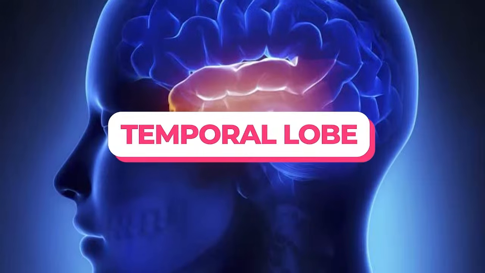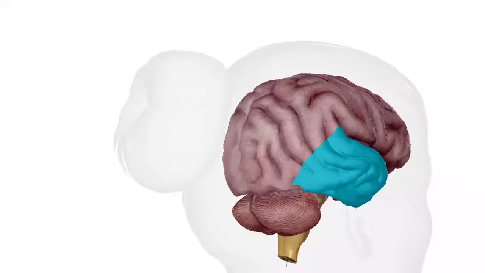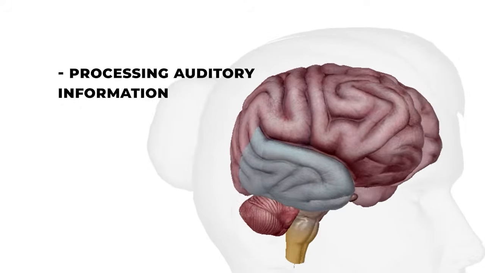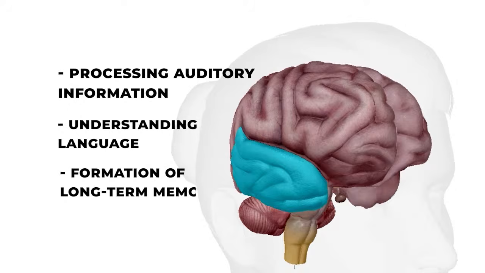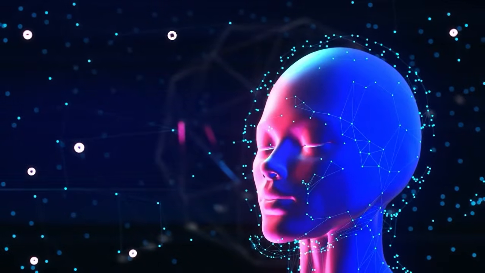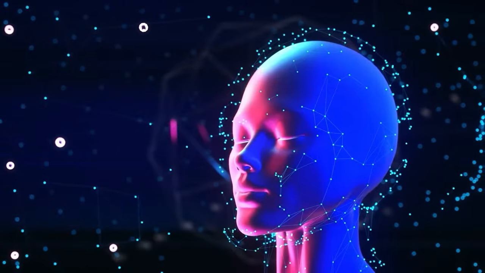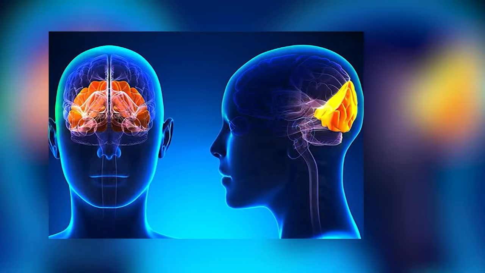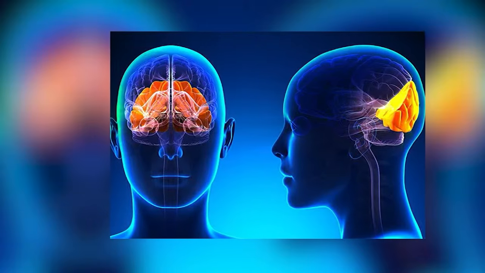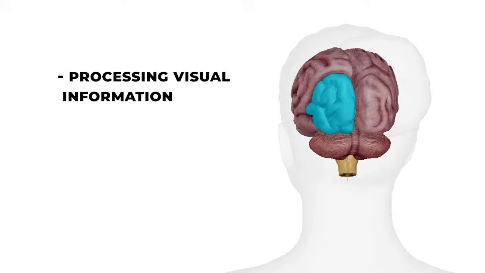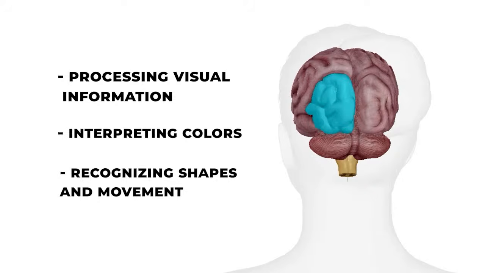Temporal lobe: found on the sides of the brain, near the ears, it's associated with processing auditory information, understanding language, and the formation of long-term memories. It also has roles in recognizing faces and processing emotional responses. Occipital lobe: located at the back of the brain, it's primarily responsible for vision. This includes processing visual information from the eyes, interpreting colors, and recognizing shapes and movement.